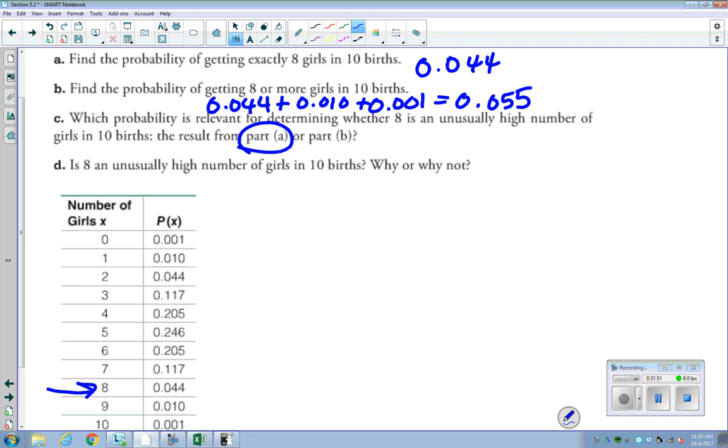And when you read that, you could read that to mean, is 8 an unusually high number of girls to get in 10 births? Do they mean it could be 8 or more? If they mean 8 or more, then it would not be unusual, because they didn't say at least 8.